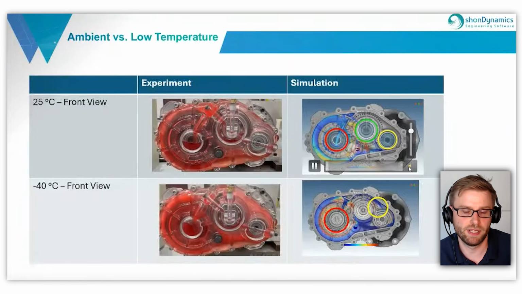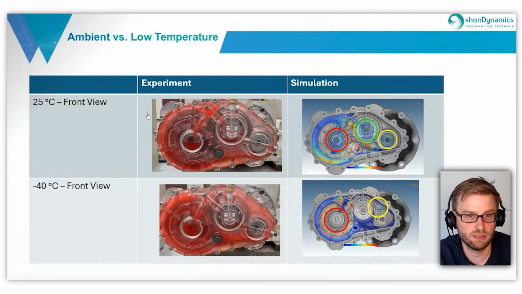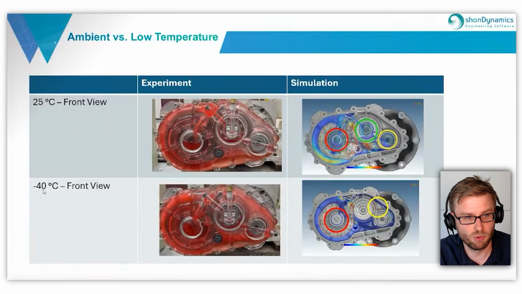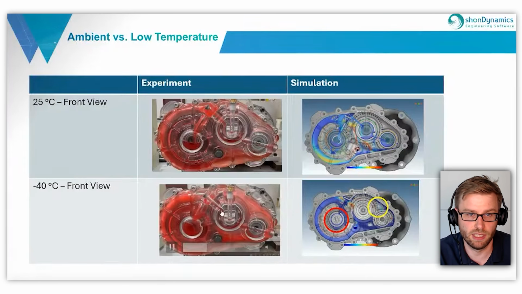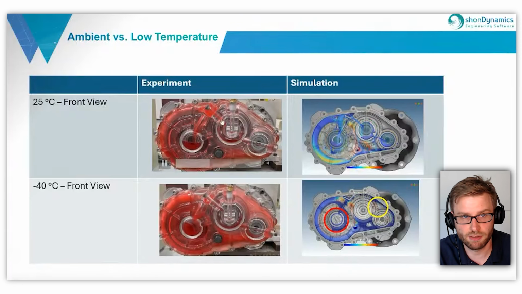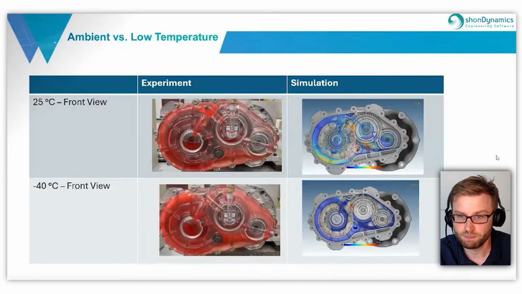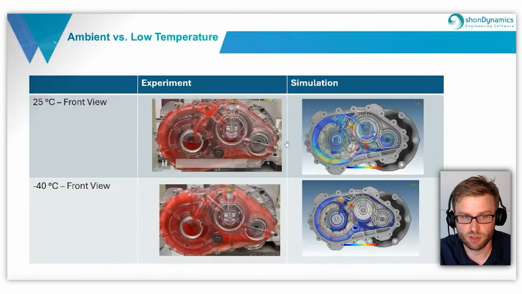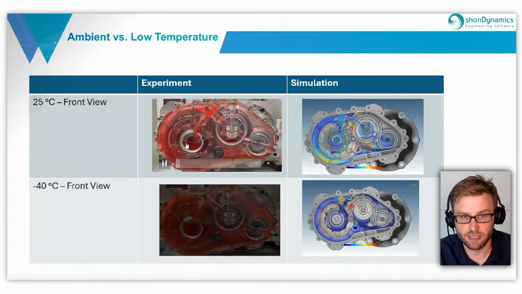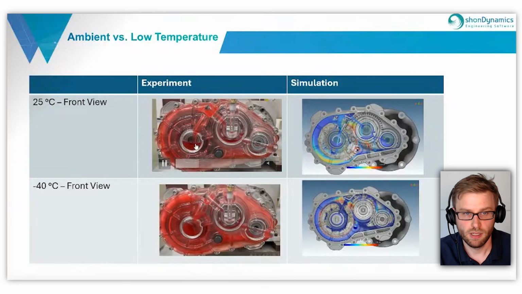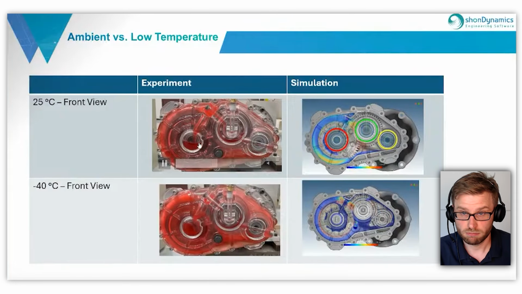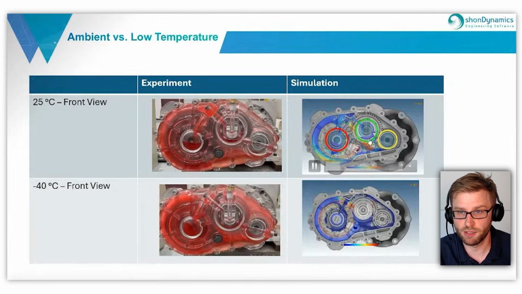And if we want to compare it in more detail, we can look at the ambient temperature, so at 25 degrees Celsius and at minus 40 degrees Celsius. And both the front view, on the left side the experiment, on the right side the simulation. If we just compare it, we see directly that the output shaft is working, that the bearing gets filled like in the simulation, and also the middle and the input shaft.